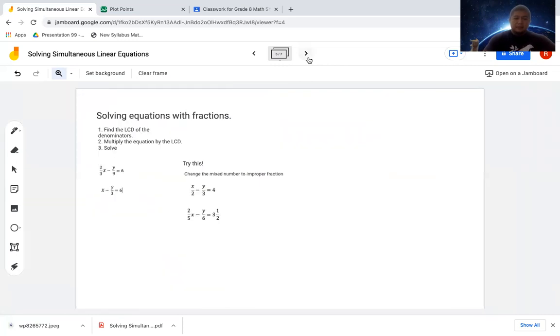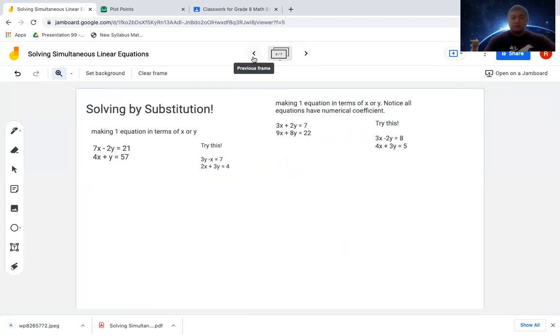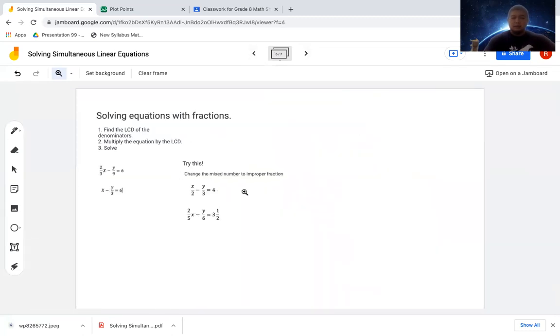Now, for the next part, we are going to continue this in the next video. So we're going to focus on dealing with equations with fractions. Okay, that would be it for now.